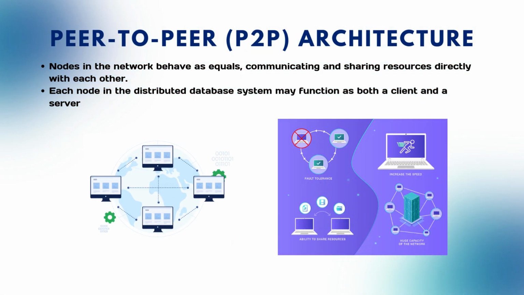Let us now look at peer-to-peer architecture. Peer-to-peer architecture is a distributed computing model where nodes in the network behave as equals, communicating and sharing resources directly with each other. Each node in the distributed database system may function as both a client and a server in a peer-to-peer architecture. Each node is linked to the others and works together to process and store data. The nodes present in this type of architecture are in charge of managing their own data and organizing node-to-node interactions.